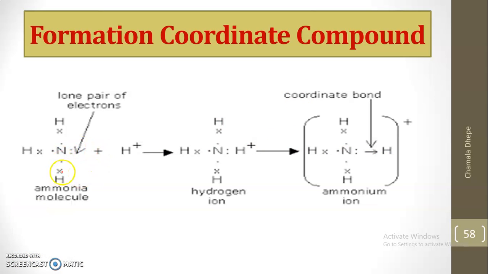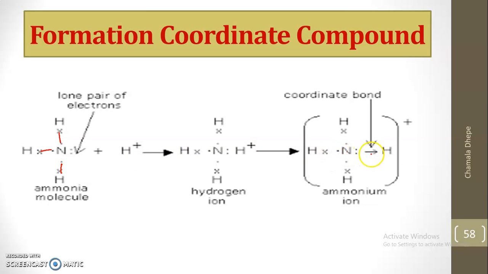Same only, here it is explained. This is hydrogen, hydrogen, hydrogen, 3 hydrogens, and this is nitrogen. Its electronic configuration is 2, 5. So 5 electrons: 1, 2, 3, 4, 5. This is a lone pair, and 1 electron of each hydrogen, they are going to form single covalent bonds. So 3 single covalent bonds are present, and this lone pair is shared with this H plus ion, hydrogen ion.